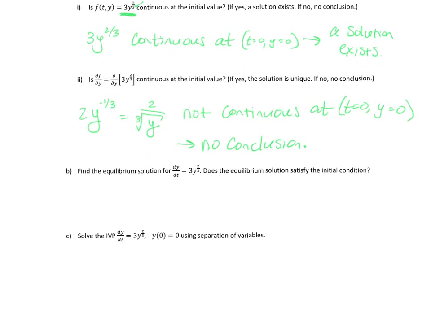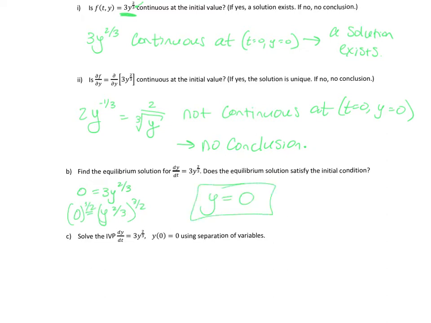All right, so next I'm supposed to find equilibrium solutions for the differential equation. You find equilibrium solutions by setting dy/dt to 0. So divide both sides by 3. Raise both sides to the 3/2. And we get y equals 0. So there's my equilibrium solution. Does it satisfy the initial condition y(0) = 0? Yes, because y always equals 0.